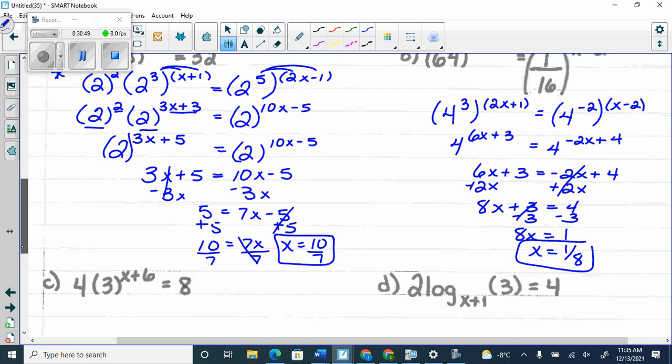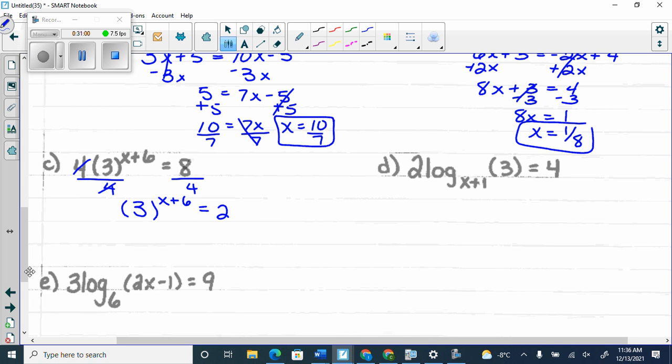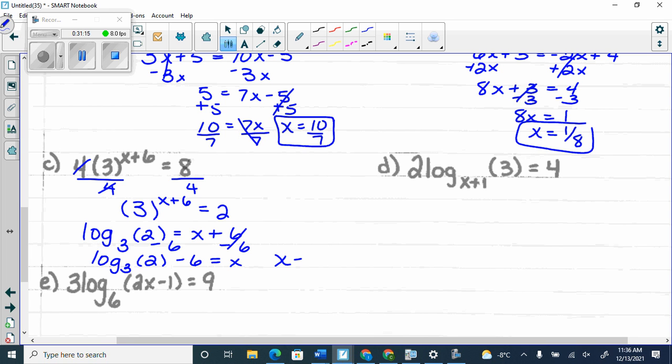This one you'd have to divide the 4 over, then convert to a log. So I get 3 to the x plus 6 equals 2. And when I convert it to a log, I'll finish these for whoever wants to see them because I'm not doing them tomorrow. Log base 3 of 2 equals x plus 6. Subtract 6. Log base 3 of 2 minus 6 equals x. x equals negative 5.4.